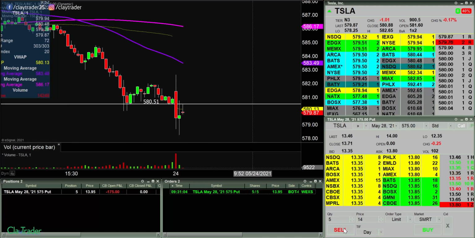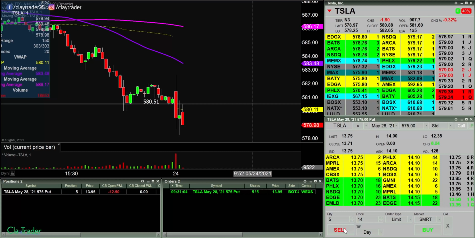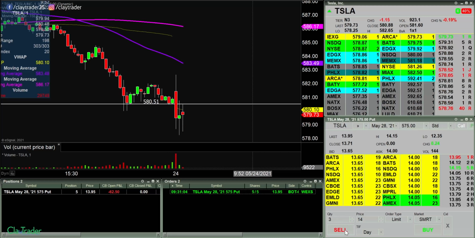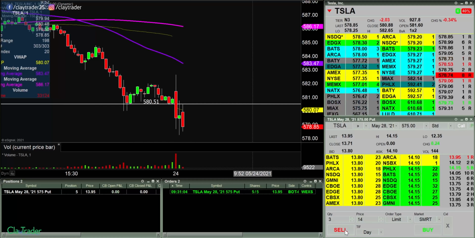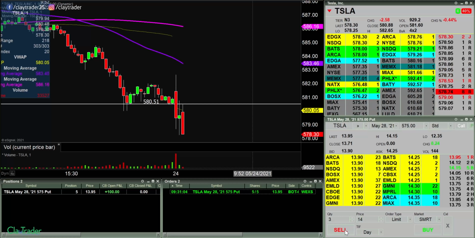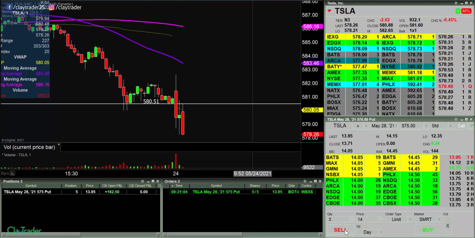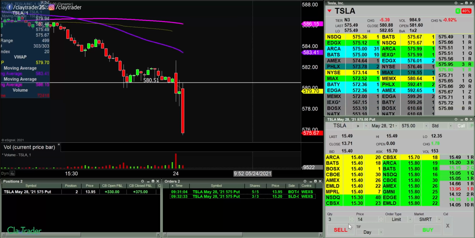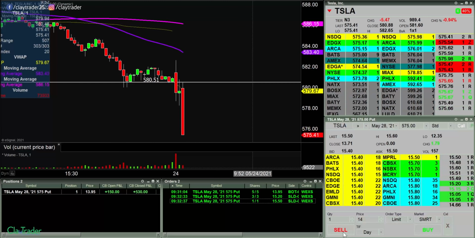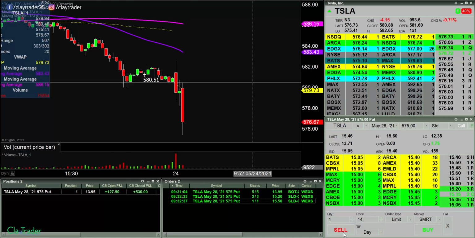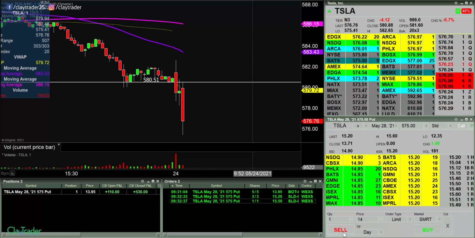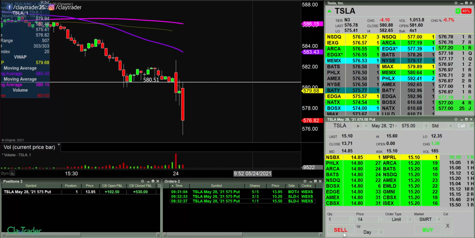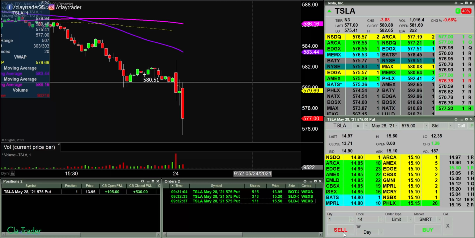See if it wants to come back down. Again, I'm looking for a break of 578. Can it get down through there is the question. Yes, it can. One left. Can this get down to 575? Either way, I'm in a very stress-free spot right now.